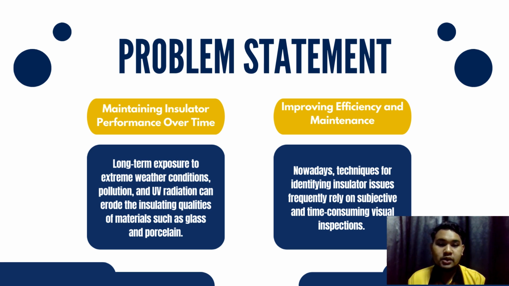Next is problem statement. First, maintaining insulator performance over time. Long-term exposure to extreme weather condition, pollution, and UV radiation can erode the insulating qualities of materials such as glass and porcelain. Next is improving efficiency and maintenance. Nowadays, technique for identifying insulator issues frequently rely on subjective and time-consuming visual inspection.